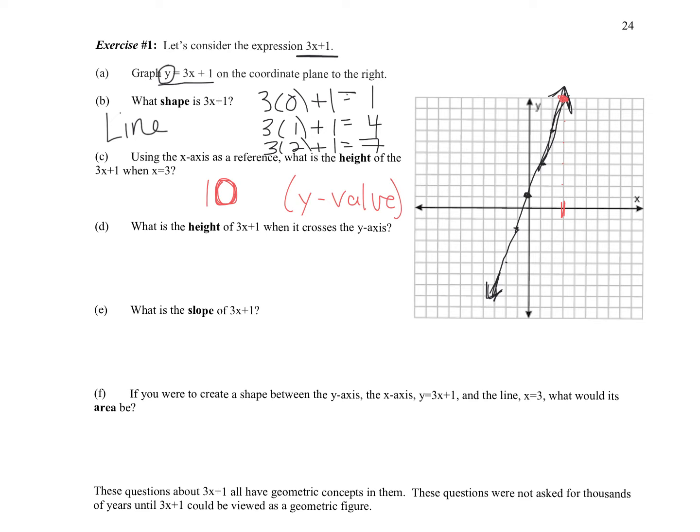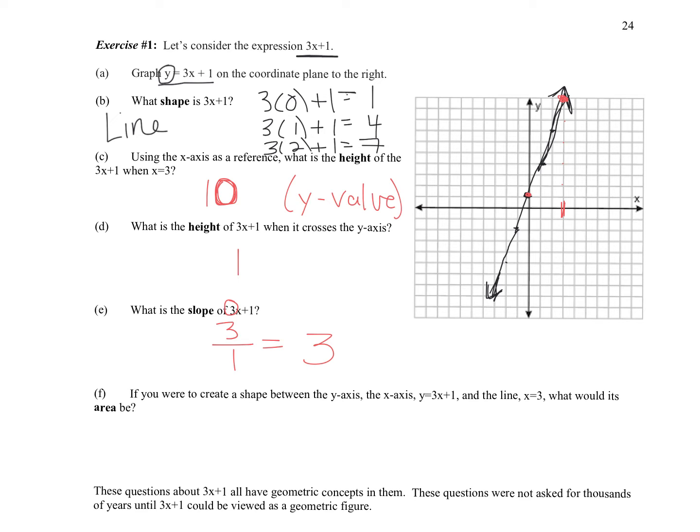What is the height of 3x plus 1 when it crosses the y-axis? We know that is the y-intercept. Well, the height is 1. Then we can also talk about slope. That's a geometric quality that we're talking about something that is algebraic, such as 3x plus 1. So the slope we can see, if we go over 1, we have to go up 3. So change in y over change in x, the slope is 3, and we can actually see that from the algebraic expression.